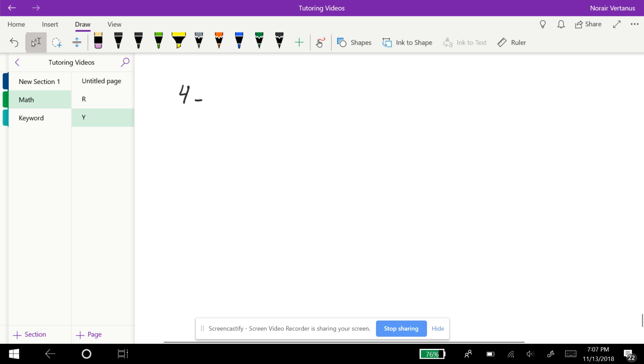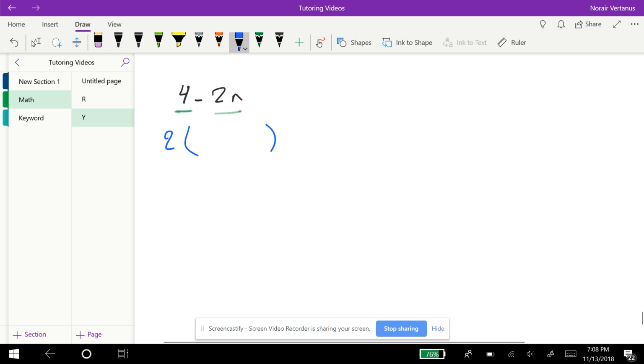4 minus 2n. You're going to ask, what is common between 4 and 2n that you can factor out? In this case, 2 is in common, so we're going to factor out 2, and then open parentheses. When you open parentheses, it's like the opposite of distribution. It's division. You're going to divide each one of those terms by 2 and write them inside parentheses.